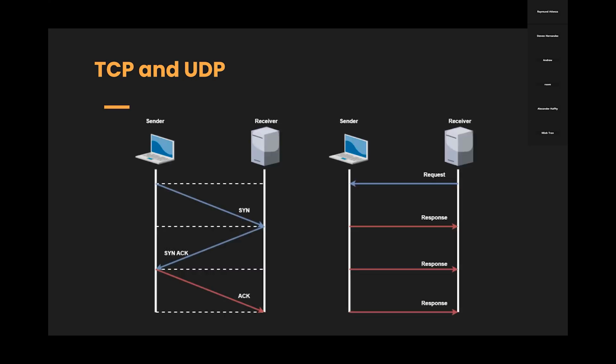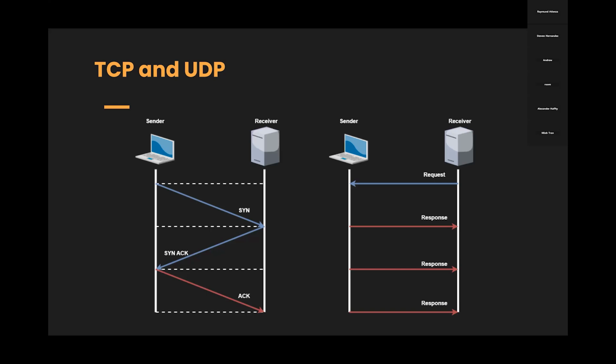So this is an example of what TCP and UDP look like. For example, on the left here, we have a TCP handshake between a sender and a receiver. So the sender sends out a SYN or a synchronized message to the receiver. The receiver acknowledges that and sends a synchronized acknowledge message or SYN-ACK. Then the sender acknowledges that and sends out an acknowledge or ACK message.